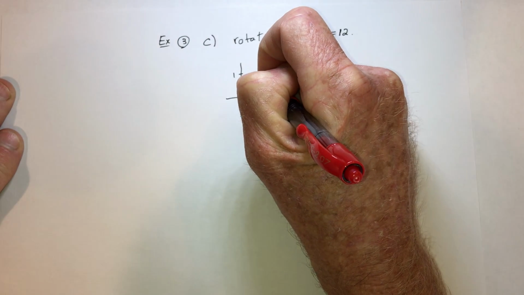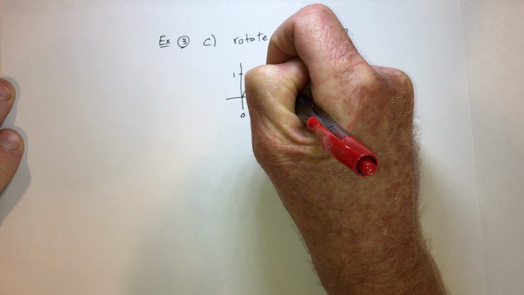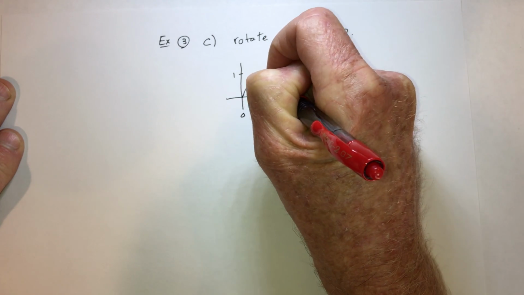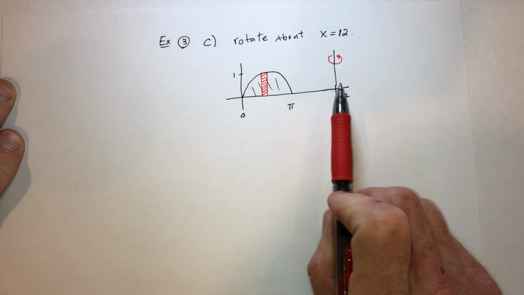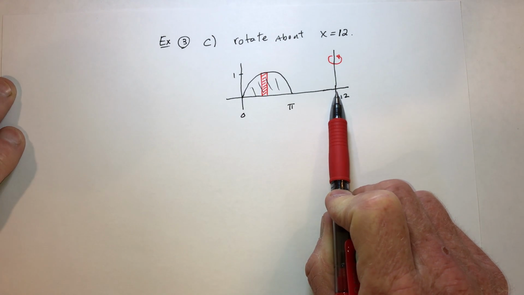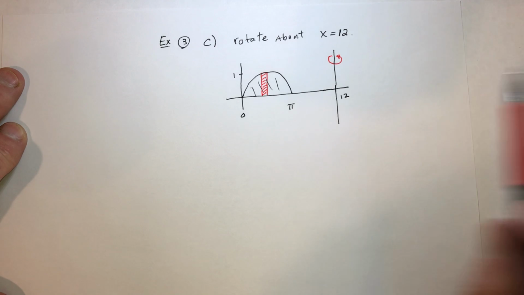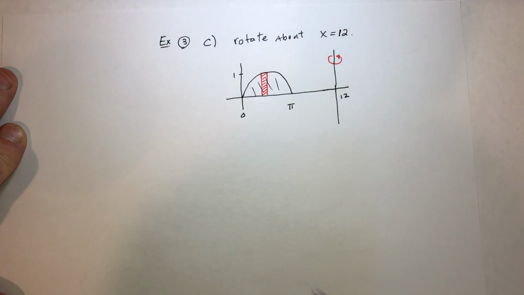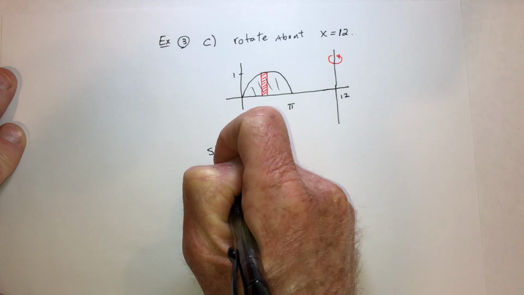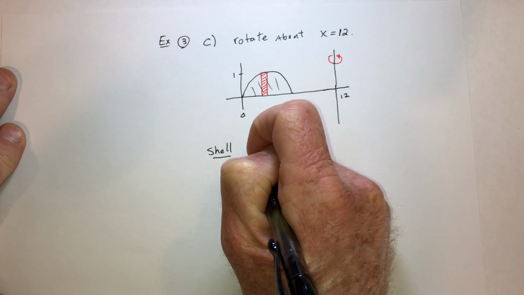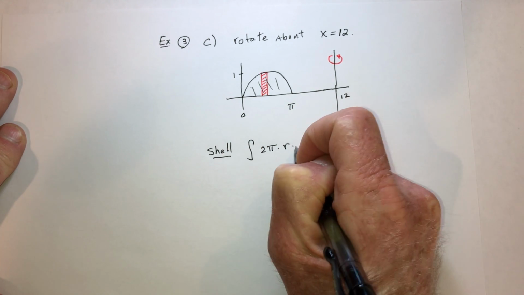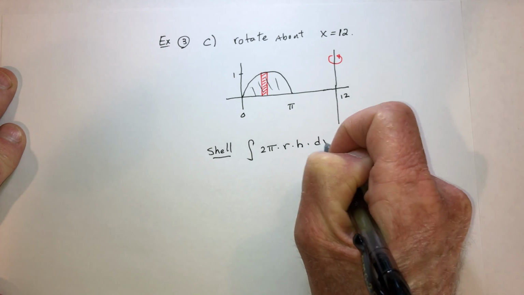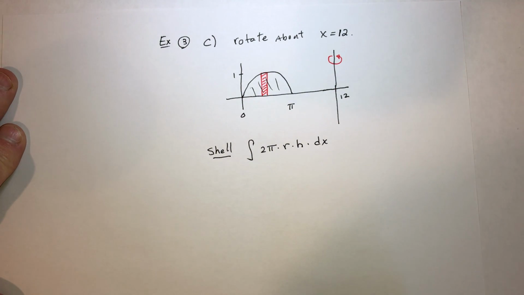And since the rectangle has to be drawn this way, that means that the rectangle and the axis of rotation are parallel to each other. And we only have one method that covers that. That's going to be the shell method. And the general formula for that is 2 pi times the radius times the height and times dx.